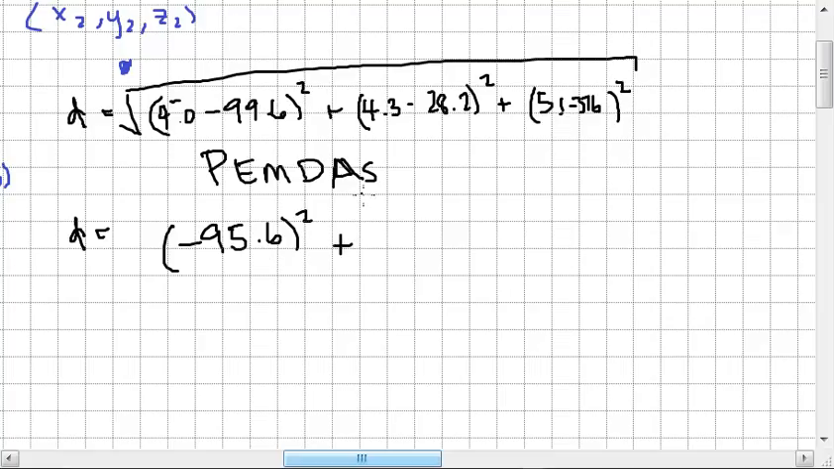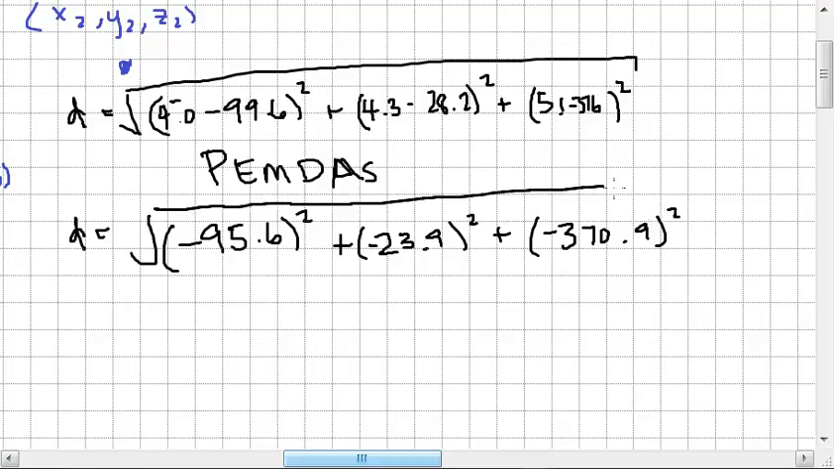Plus, let's see, 4.3 minus 28.2. So I'm doing the stuff inside the parentheses, and I get negative 23.9 squared. And then the last part is 5.1 minus 376, and I get negative 370.9 squared. Now, I'm going to still keep that big square root over it.